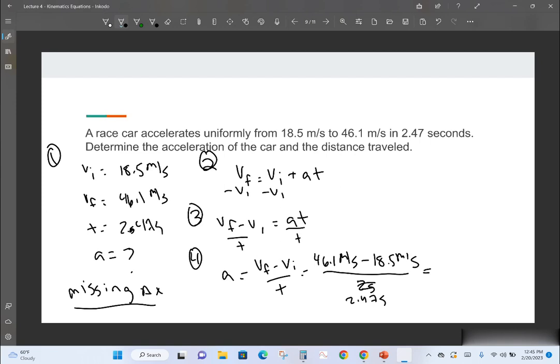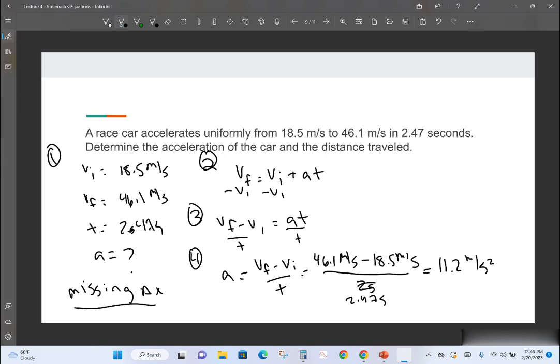I'm getting 11.17. This has 3 sig digs, this has 3 sig digs, this has 3 sig digs, so my answer should have 3 sig digs. So 11.17 is 11.2. What are my units going to be? Well, I'm taking meters per second and dividing by seconds, so it's going to be meters per second squared.